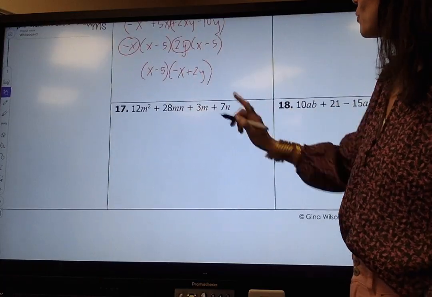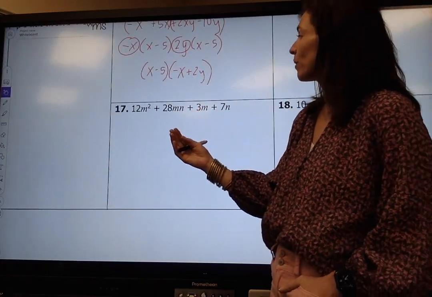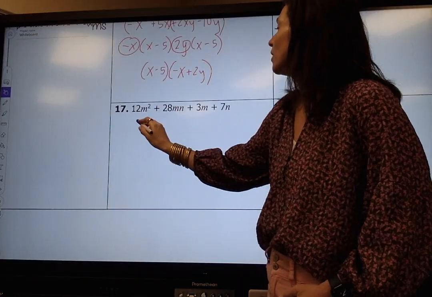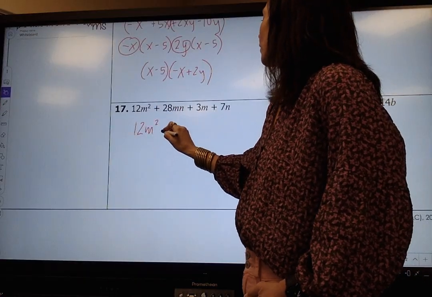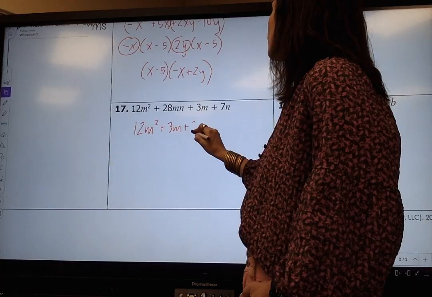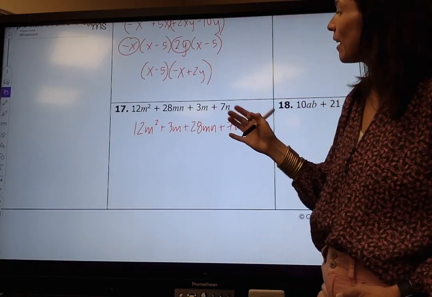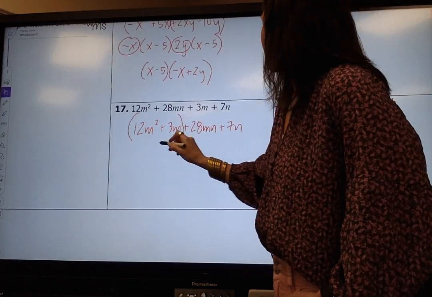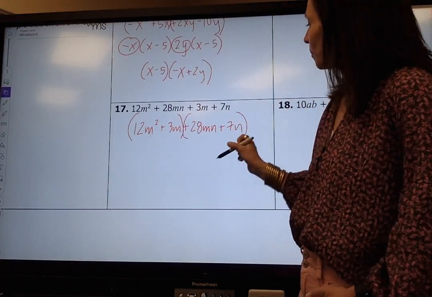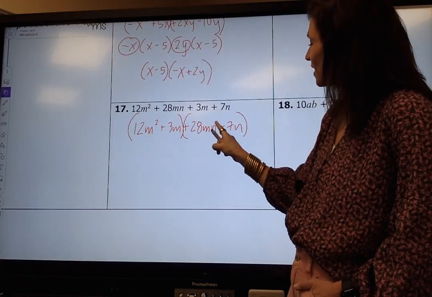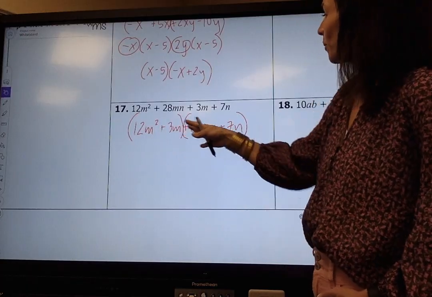All right, look at number 17. Again, I want to rearrange from greatest degree down. So I get 12m squared plus 3m plus 28mn plus 7n. Now they're rearranged. Real quick, do they have a GCF? They don't. So I know I'm going to use grouping.